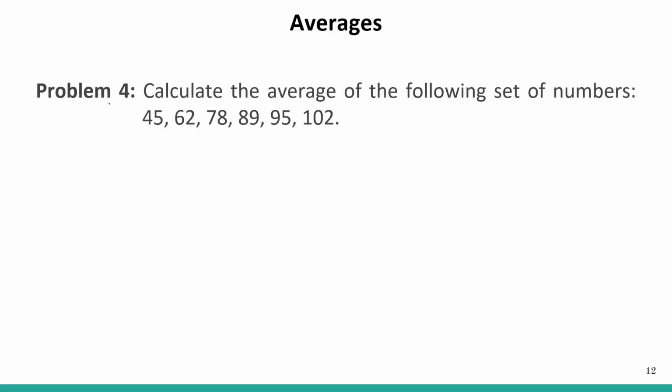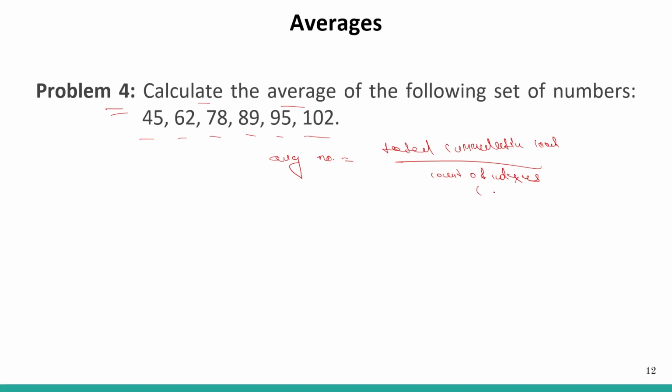Let's see problem number 4. Calculate the average of the following set of numbers: 45, 62, 78, 89, 95 and 102. Again, we'll be using the formula: average is equal to the total cumulative count whole by the count of indexes, or we can also say the number of indexes.